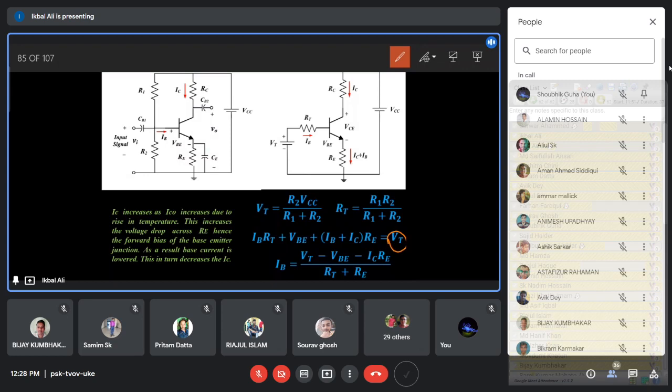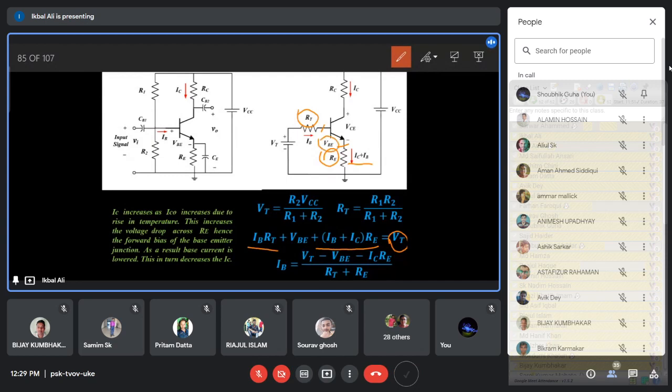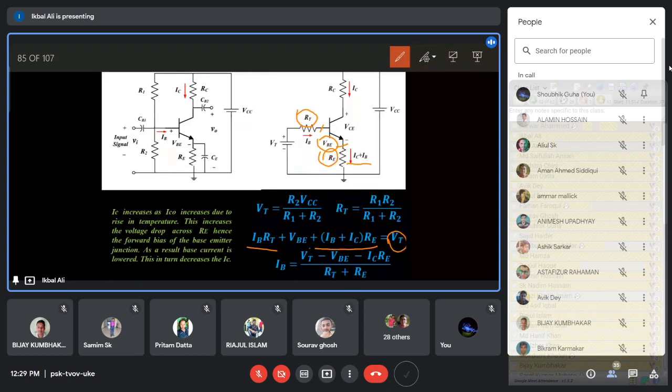So this VT is divided into the voltage drop across RT, which is IB into RT. The voltage drop across RE, where the current flowing through RE is IC plus IB, is IC plus IB into RE, plus the base and emitter of the transistor is there. So a base-emitter voltage drop VBE is in the loop, so you have to take care of it. That is why VBE is there. So that should be equal to VT.